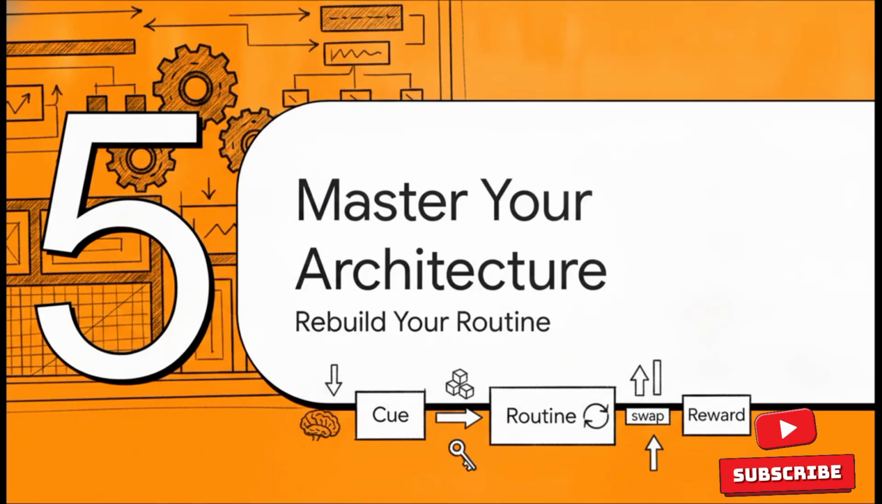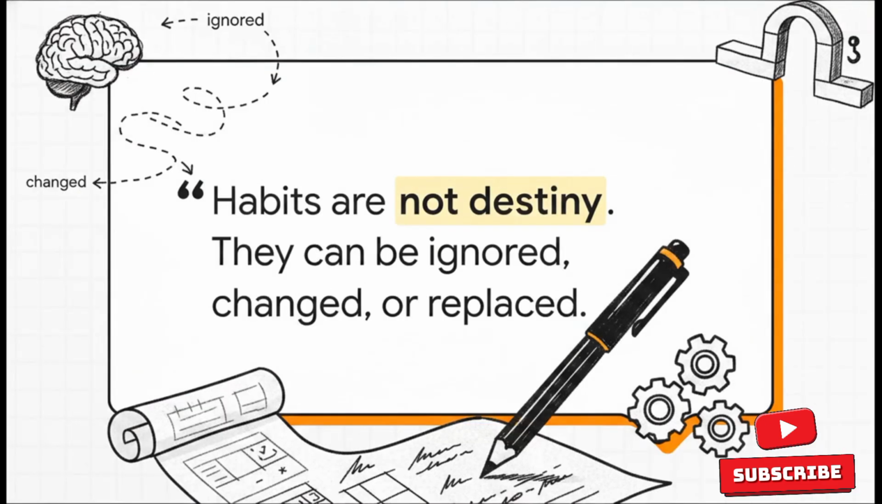And finally, Section 5, Mastering Your Own Architecture. All right, we've studied the blueprints. We know all about the basal ganglia, the 3-part habit loop, the golden rule of swapping the routine, and the sheer power of keystone habits. So, how do you actually apply this exact engineering to rebuild your own daily life?